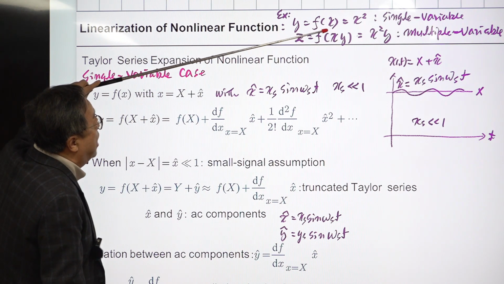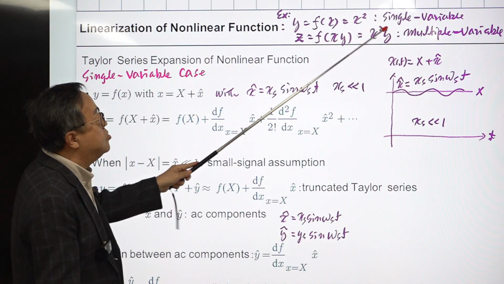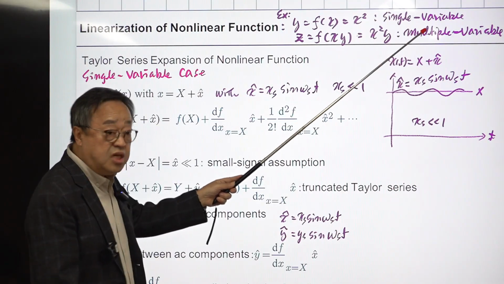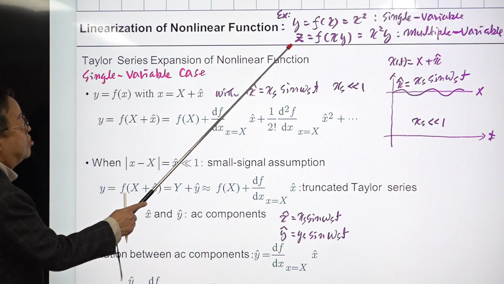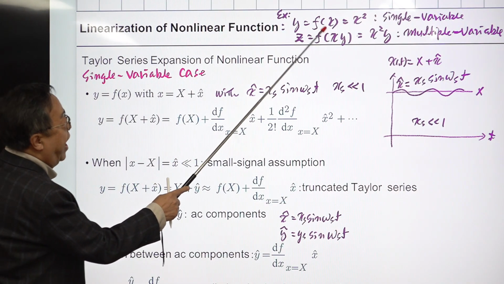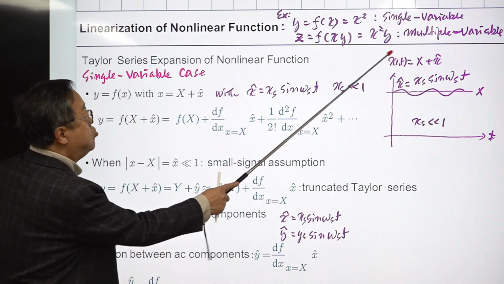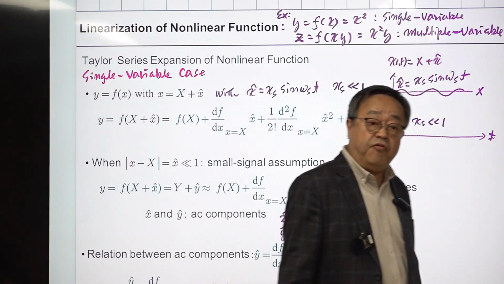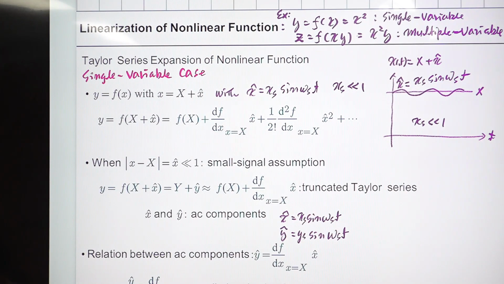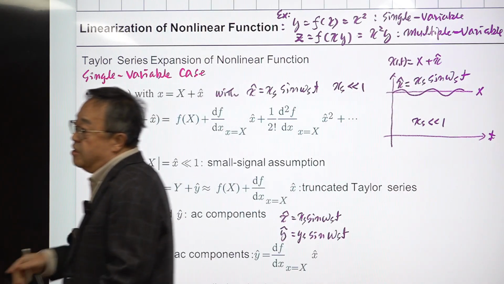Y is f(x) and f(x) is x squared. So this is a nonlinear relationship, a nonlinear function of a single variable. There is only one variable here. Another equation is g, a function of x and y, and the equation is x squared y. So there are two time-varying variables. It's called a multiple variable nonlinear function. Okay, this is the case of our PWM switch. Okay, but first we focus on this single variable case. All right.